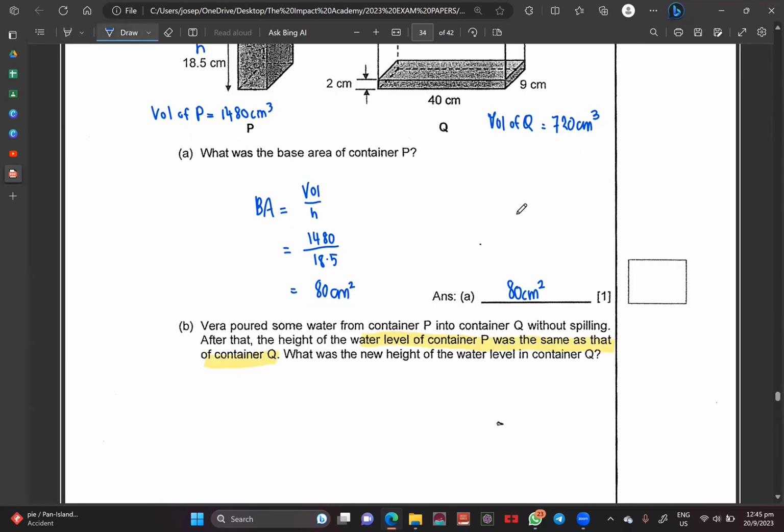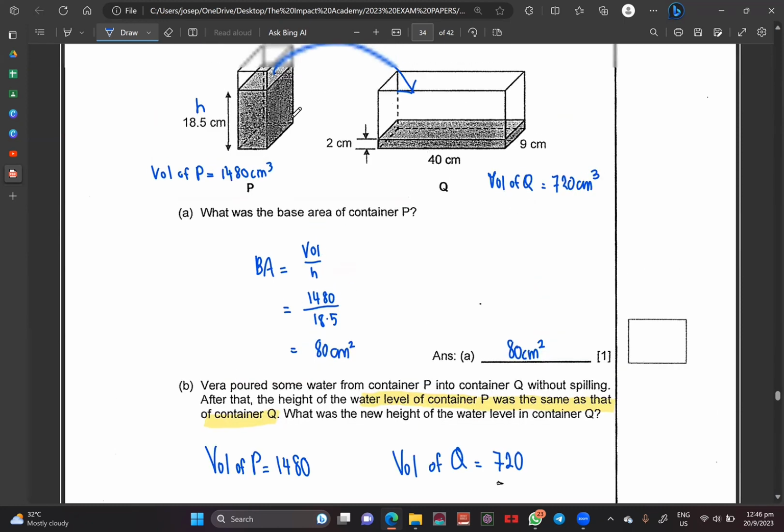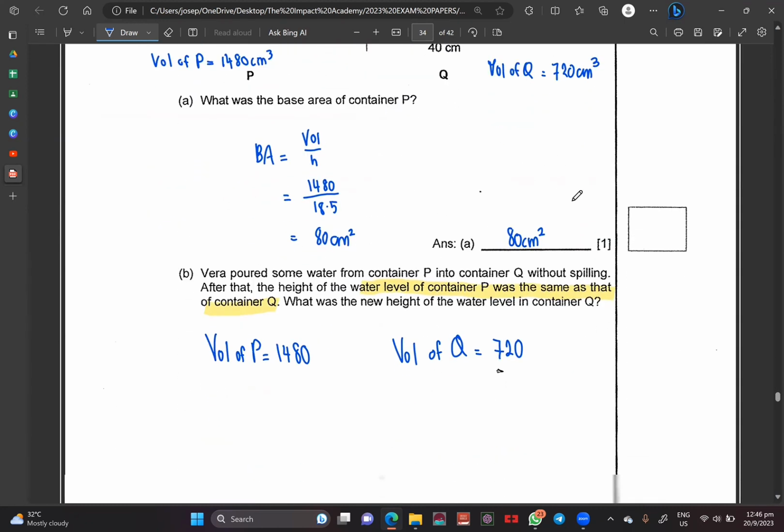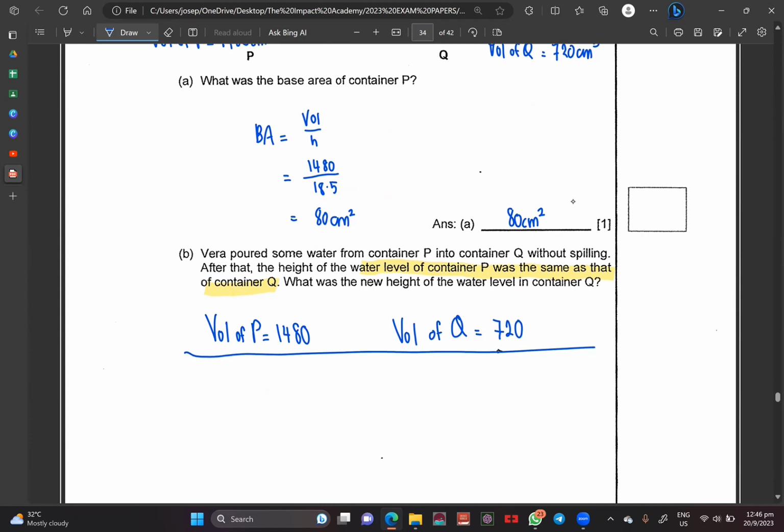So what I'm going to do is write down that the volume of P is at first 1480, and the volume of Q is actually equal to 720. So what happens is that P is giving some water to Q. Some water came out. So we don't know what is the volume of P. We also don't know what is the volume of Q.